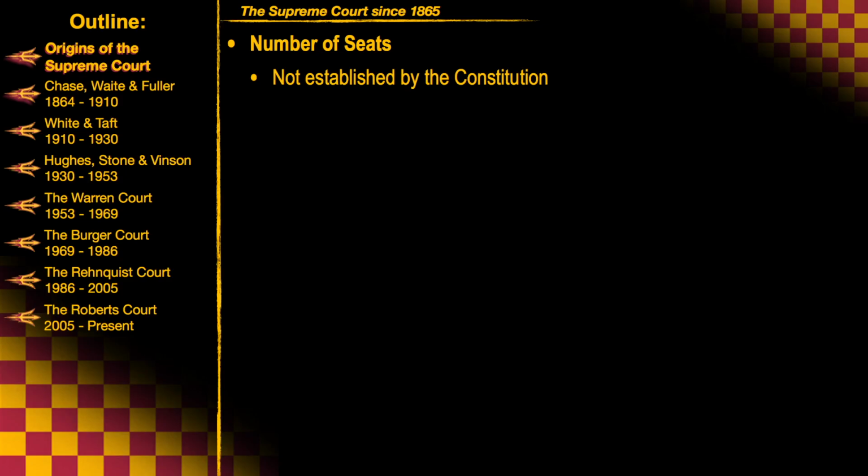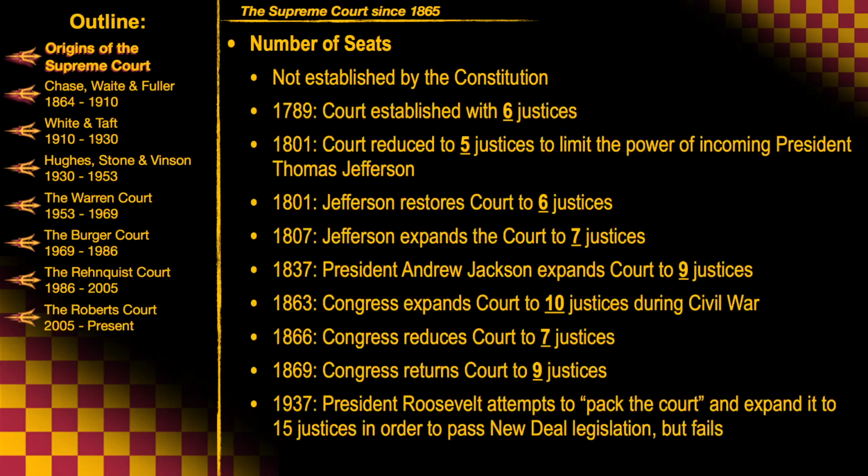This is just so that you can see how, over time, the number of justices has changed from 6 to 5, back to 6, up to 7, up to 9, up to 10, back down to 7, back to 9, where it has stayed, despite President Roosevelt's attempts there in 1937 to pack the court and expand it to 15. So since 1869, we have had 9 justices, with one of them being the Chief Justice.